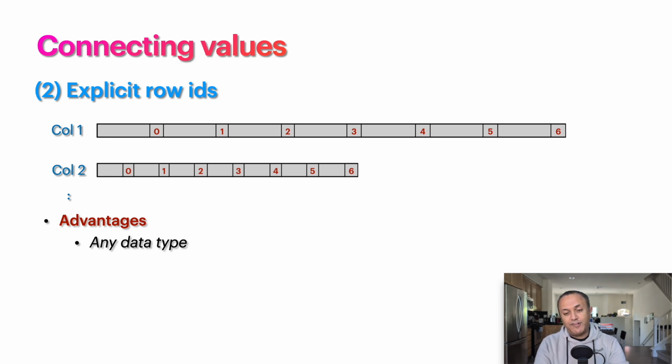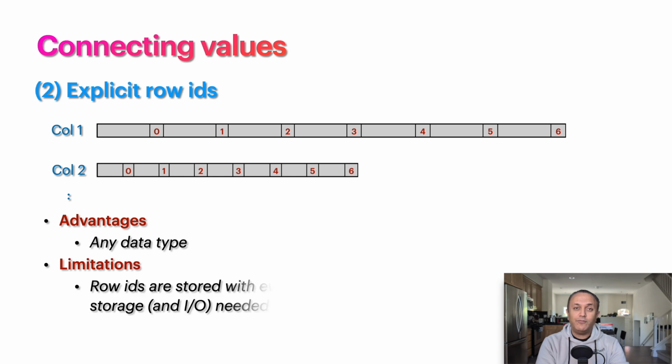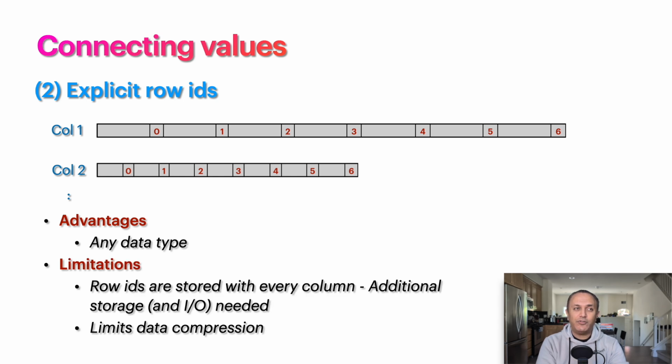A limitation, of course, is that the row IDs are explicitly stored with the data. This means that it actually adds to the data size. Now we're storing these IDs with every single column. The more columns that we have, the more space that we need for the row IDs. So this increases the data size. It also increases the amount of I/O that we need to read the data. Another thing is that it also limits the capabilities of doing data compression. Again, we're going to talk about this in the next video.